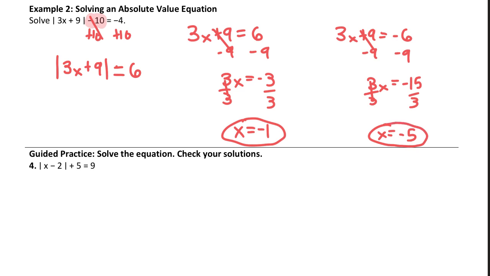So make sure you know what to do to isolate that absolute value. Since this was subtracting 10, I got rid of it by adding 10. If this were plus 10, I would have subtracted 10. Sometimes there will be a number multiplied on the front. The way I get rid of that number multiplied on the front is I divide both sides by that number.